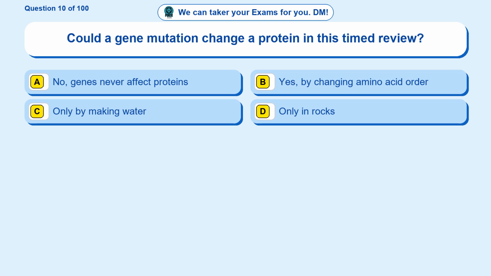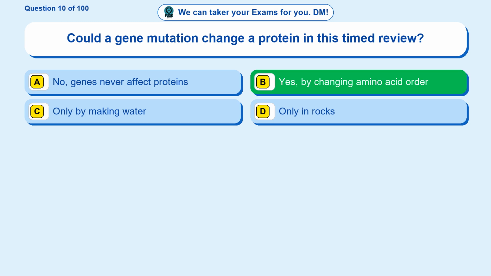Question 10. Could a gene mutation change a protein in this timed review? Option A. No, genes never affect proteins. Option B. Yes, by changing amino acid order. Option C. Only by making water. Option D. Only in rocks. The correct answer is option B. Yes, by changing amino acid order.